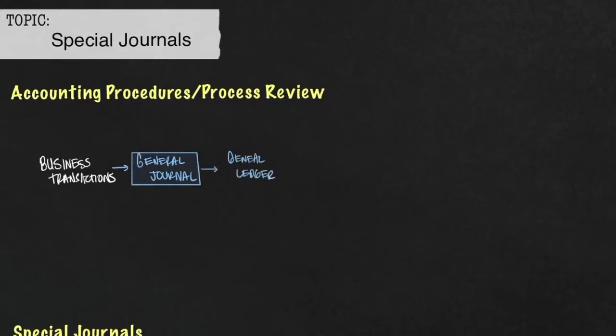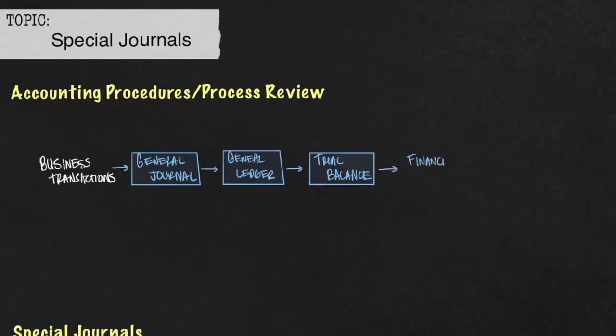The general ledger is organized by accounts, and it has the running account balances for each of those accounts. After that, we create a trial balance to make sure our debits and credits equal. And then finally, we create our financial statements. I know I'm skipping the adjustments right now, but I'm just giving an overall big picture of what goes down.